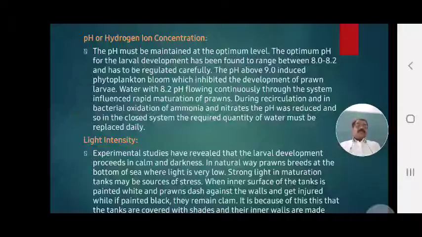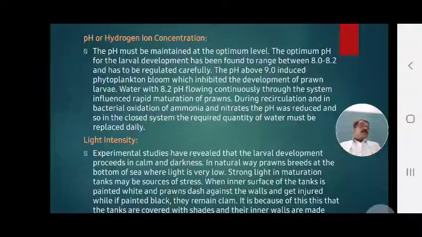During recirculation and bacterial oxidation of ammonia and nitrates, the pH was reduced, and so in a closed system the required quantity of water must be replaced daily, when ammonia and nitrate increase.